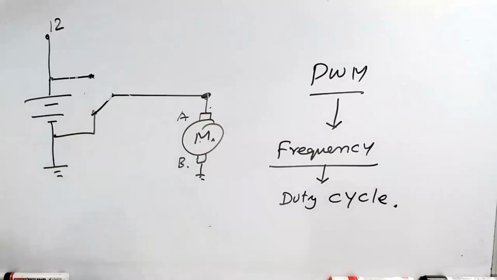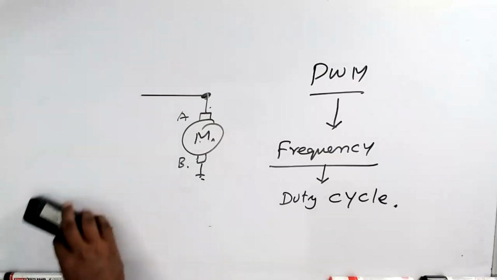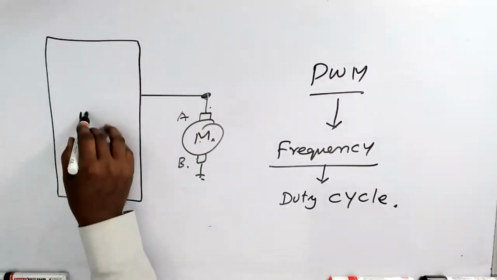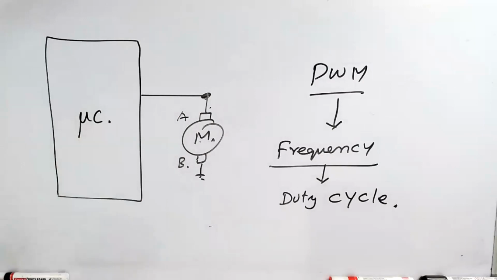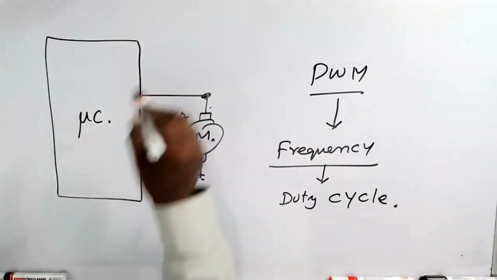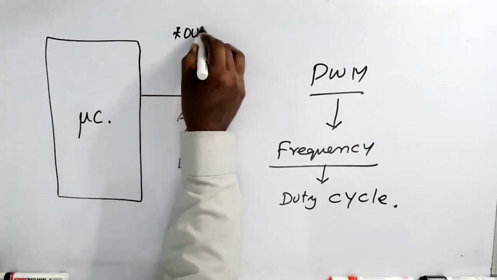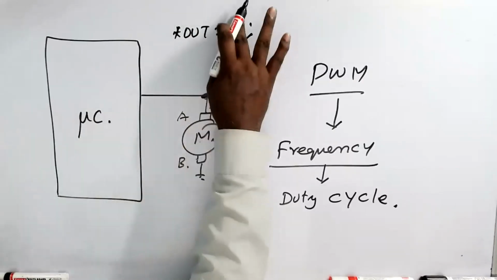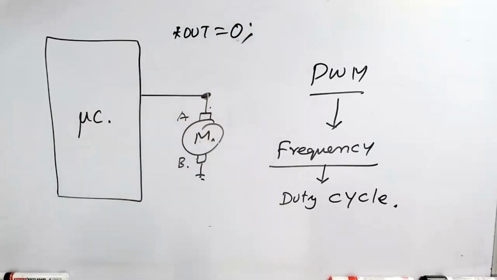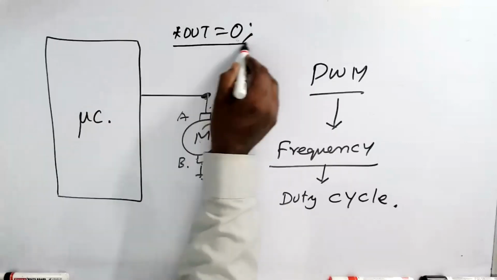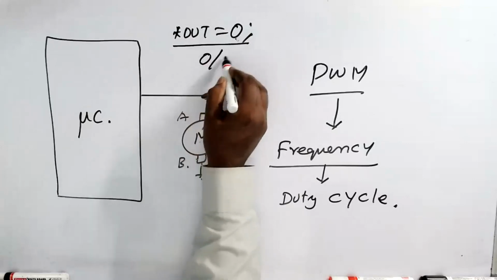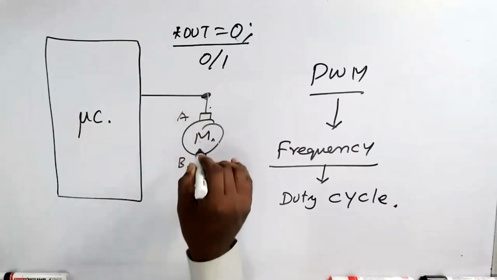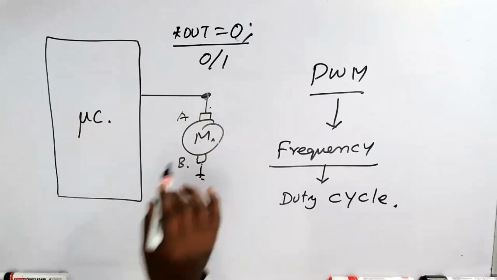Now we remove this and just put in a microcontroller. Using the microcontroller, you can write a simple statement, star out equal to 1, and the motor will rotate. If star out equal to 0, then it will stop. By giving 0 or 1, you can make sure that the motor rotates or stops.